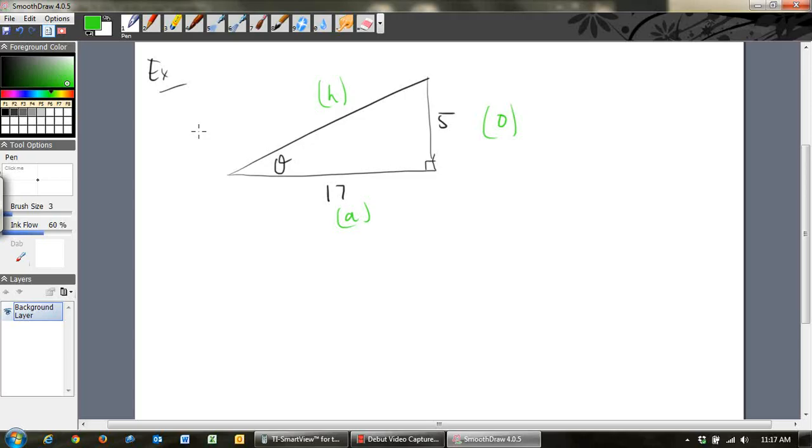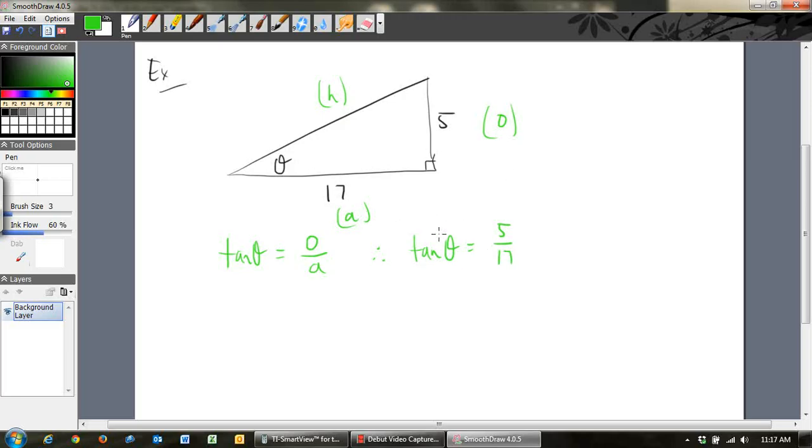Which ratio do we need to use? We want the one that uses the opposite and the adjacent, and in fact that's tan. So let's write that down. Tan theta is equal to opposite over adjacent. Therefore, tan theta, so theta is our unknown. See how before we had a side that was unknown? Now it's the angle that we're trying to figure out. So opposite is 5.